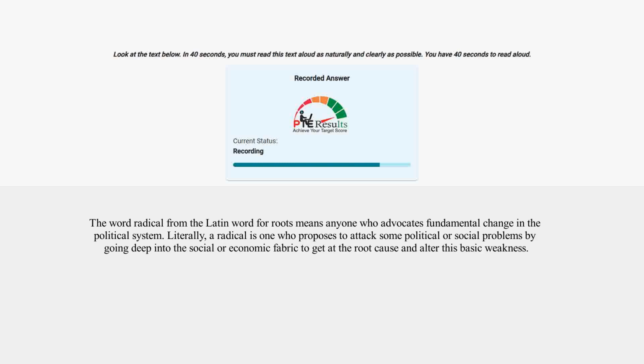The word radical, from the Latin word for roots, means anyone who advocates fundamental change in the political system. Literally, a radical is one who proposes to attack some political or social problems by going deep into the social or economic fabric to get at the root cause and alter this basic weakness.